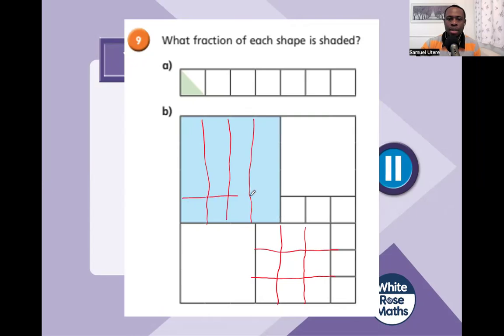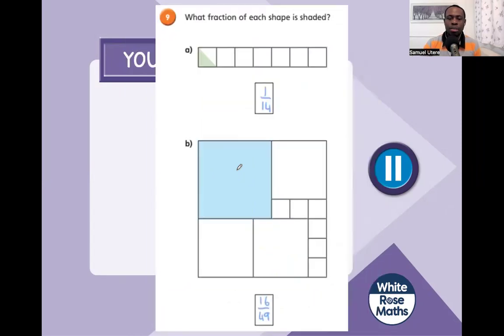And then here you have to do the same. So if you keep doing that, what you will notice is that you will split the shape and you will get these answers. So this one is 1 out of 14. Why? Because we have to split the shape into equal parts for us to represent our fraction. If we do that, we would have split these into 14 equal parts, of which one part is shaded. And then this one will be 16 out of 49.